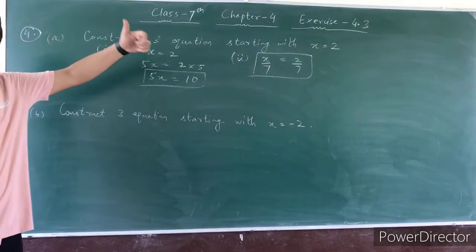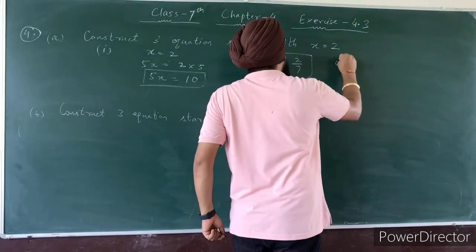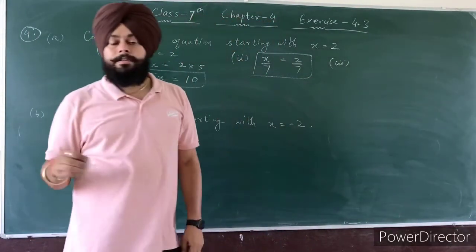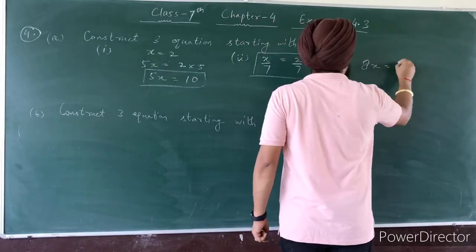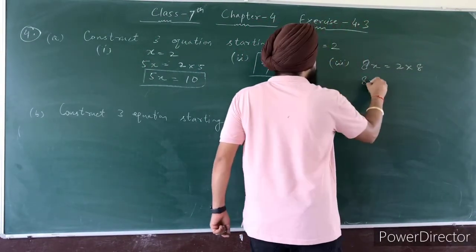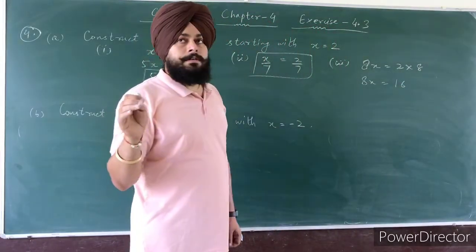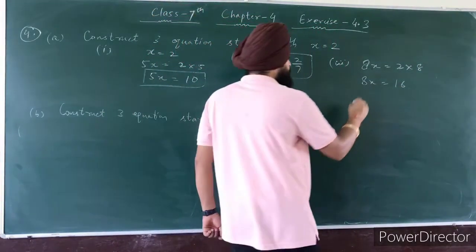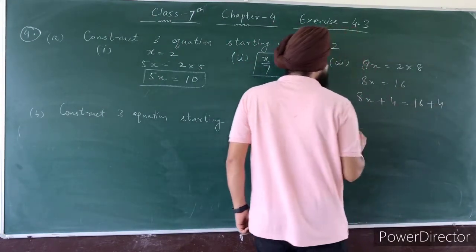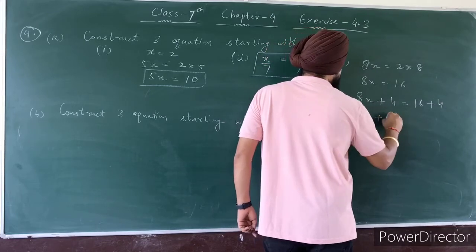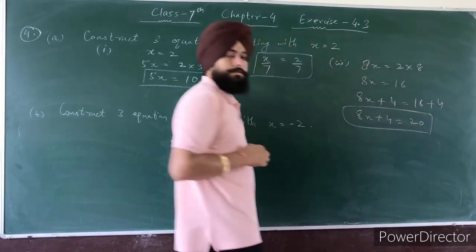So in this way you can construct so many equations. Okay. Third equation, multiplying both sides by 8. Both sides multiply by 8: 8x is equal to 2 multiplied by 8. So it is 8x, 2 eights are 16. Now you can add 4 to both sides. So see, add 4 to both sides. 8x plus 4 is equal to 16 plus 4. So it is 8x plus 4. 16 plus 4 how much? 20. So this is your third equation.